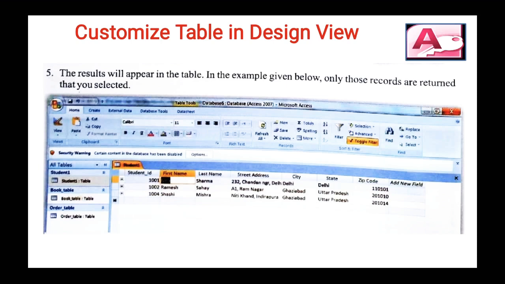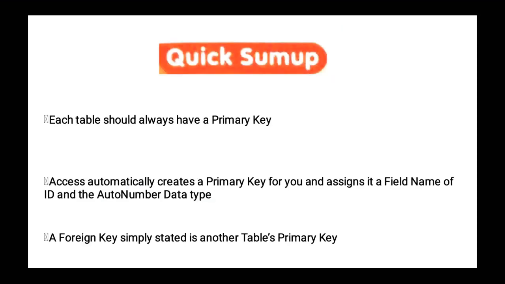Let's take a quick sum up. Each table should always have a primary key. Access automatically creates a primary key for us and assigns it a field name of ID and the AutoNumber data type. And a foreign key, simply stated, is another table's primary key.